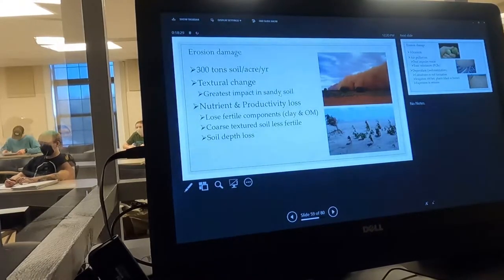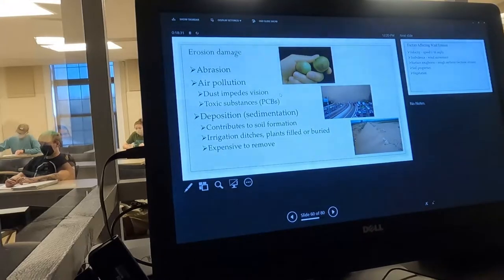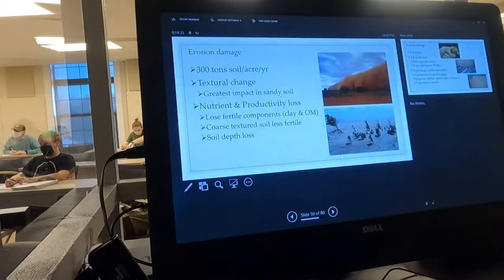Is this 300 tons in the U.S.? Is that in the U.S. every year or worldwide? I think that would probably just be in the U.S. But remember, for water erosion, we had how many billion tons in the U.S.? So, comparatively, a much smaller percentage.